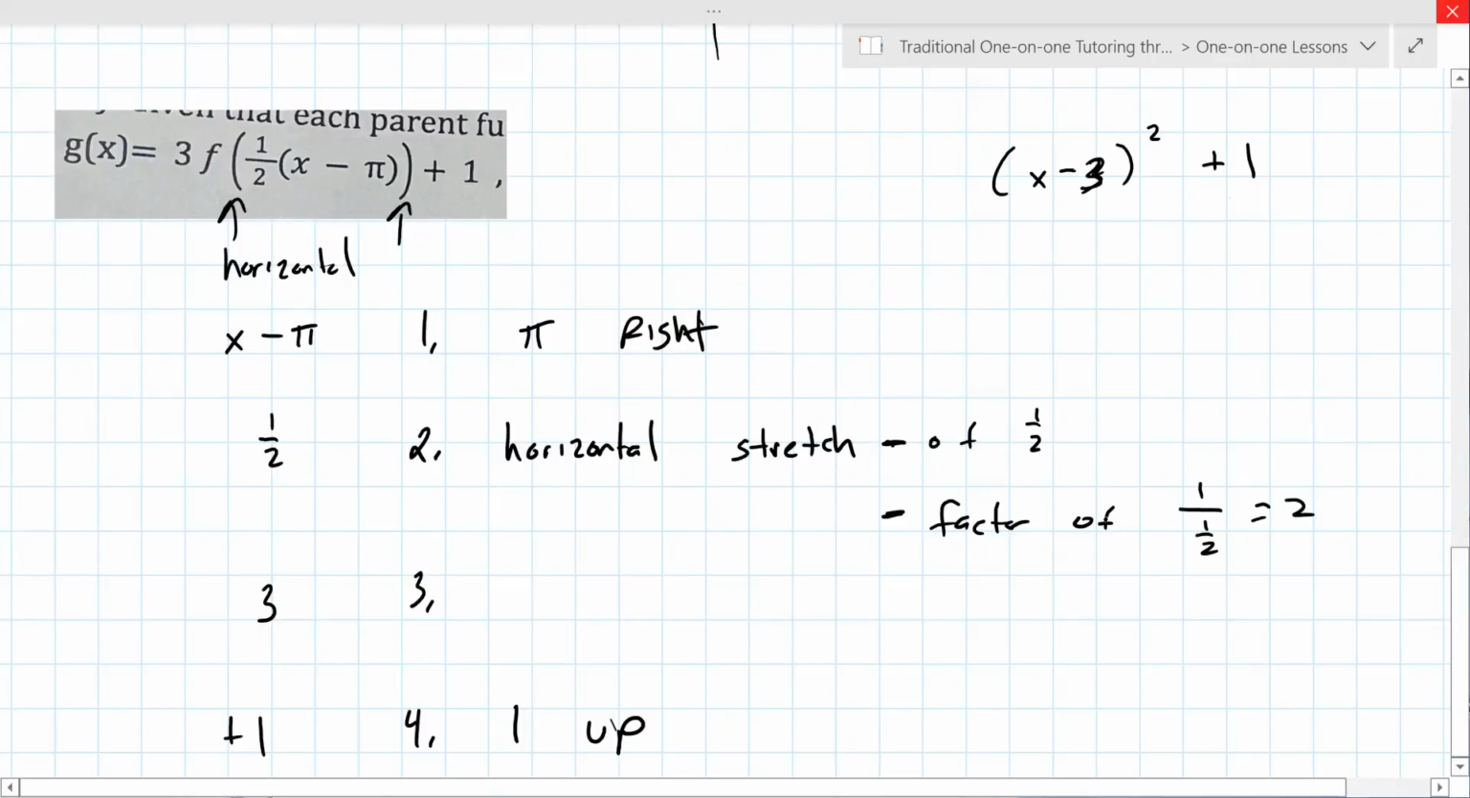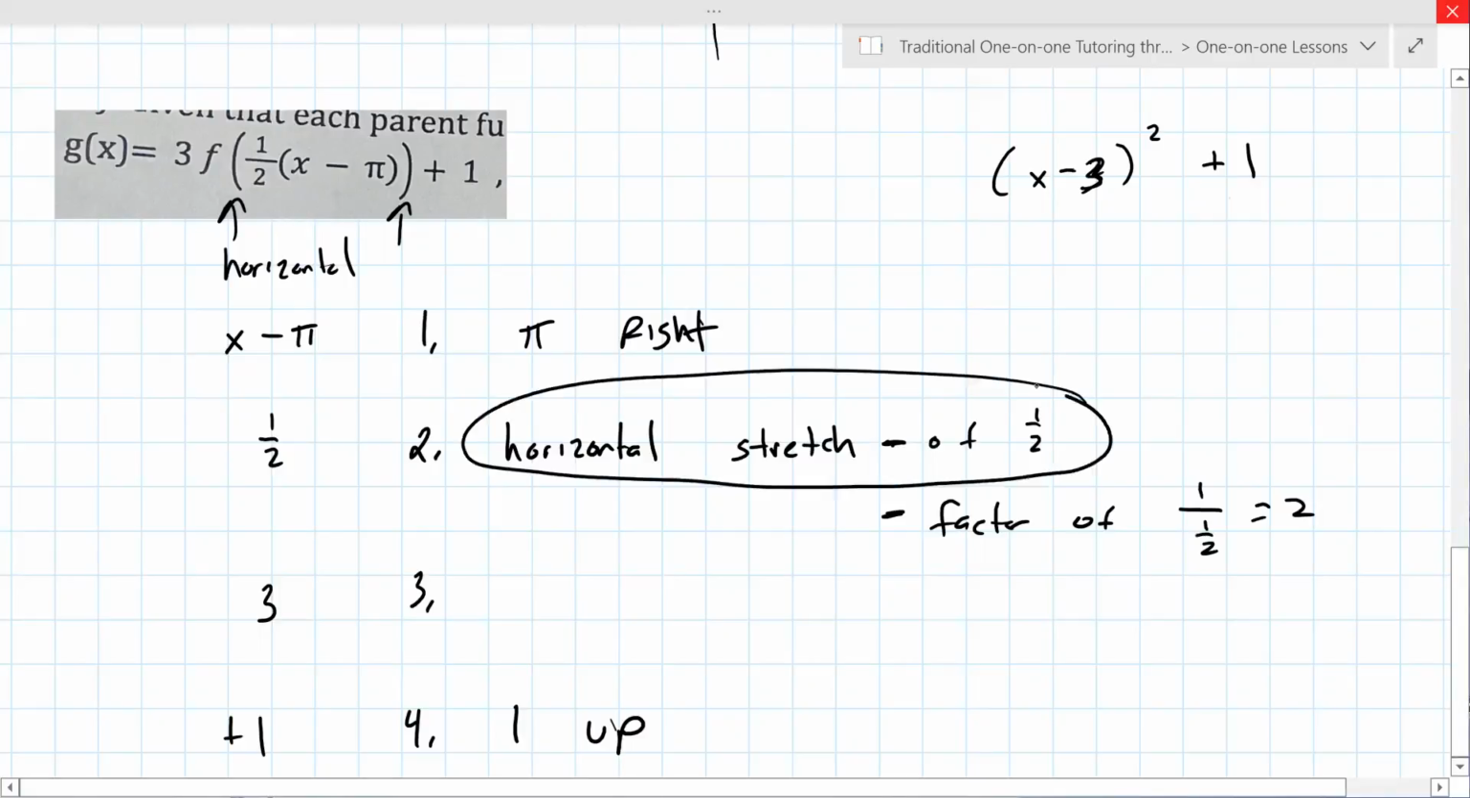So I'm sorry, I know that isn't super clear. I'd probably just stick with this to avoid anything weird happening on the exam. So the main thing is that it's a stretch if it's less than 1, it's a compression if it's greater than 1. The number 3 here is this 3 on the outside, so that's a vertical stretch of 3. It's just that number.